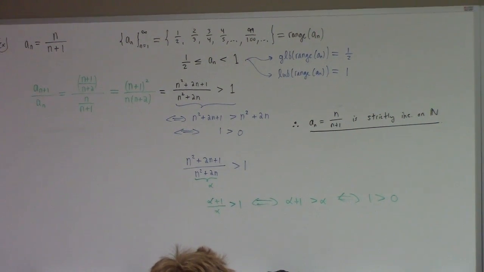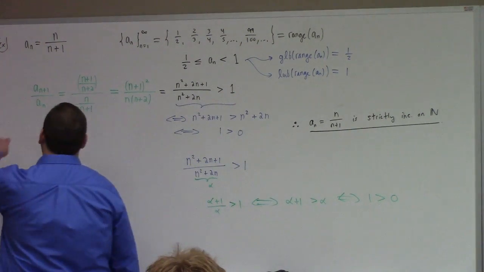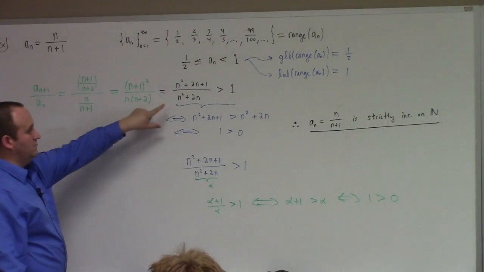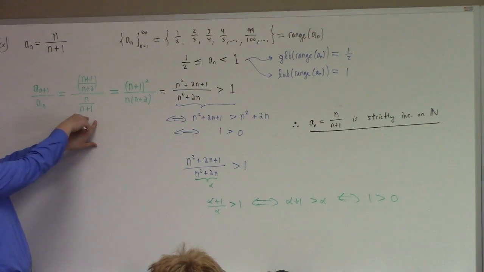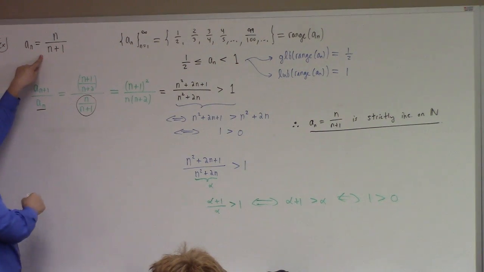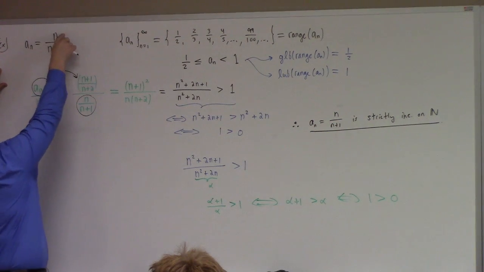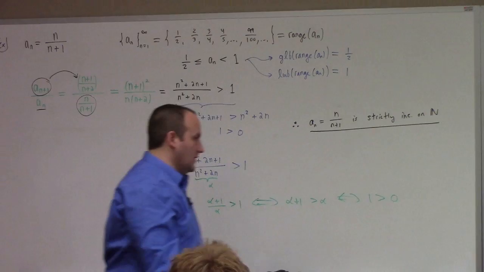All right, another example. Yes, sir? What did you do with the first step? That's a sub n over a sub n plus 1 over a sub n. How'd it go from here to here? That's a sub n. This is a sub n plus 1. N plus 1, n plus 1 plus 1 is n plus 2. Other questions?